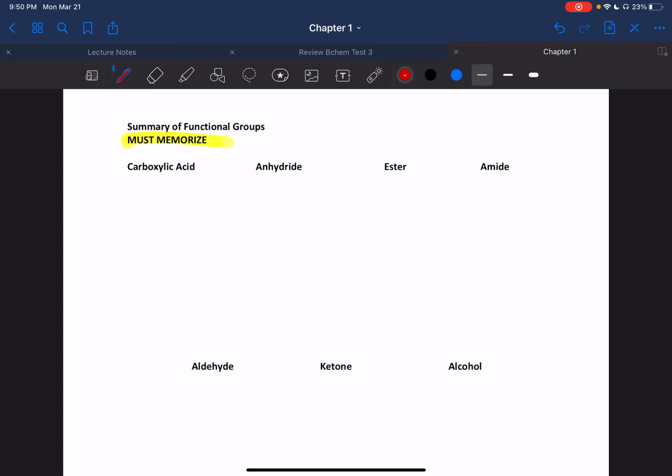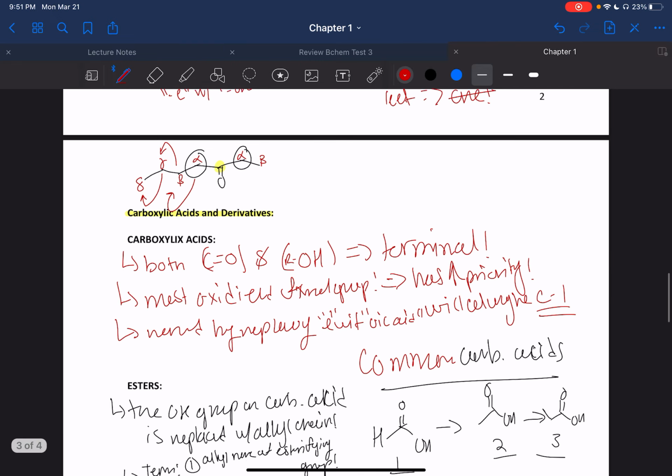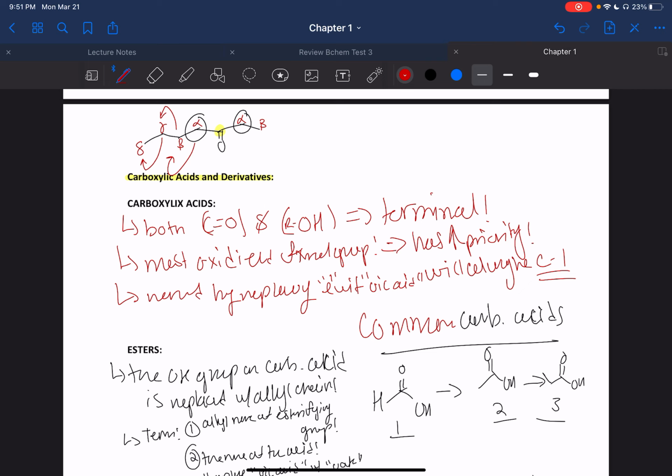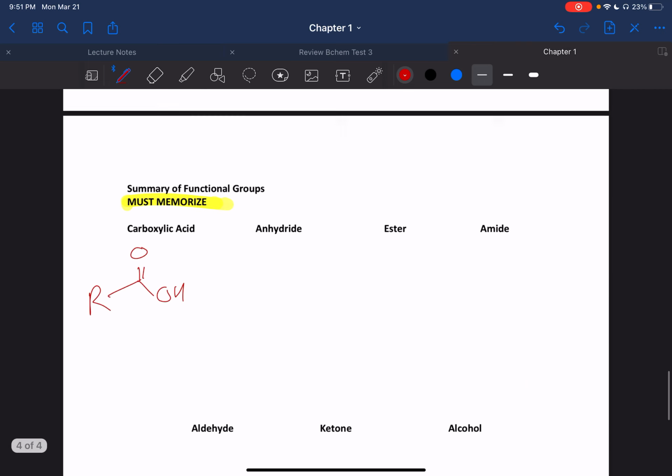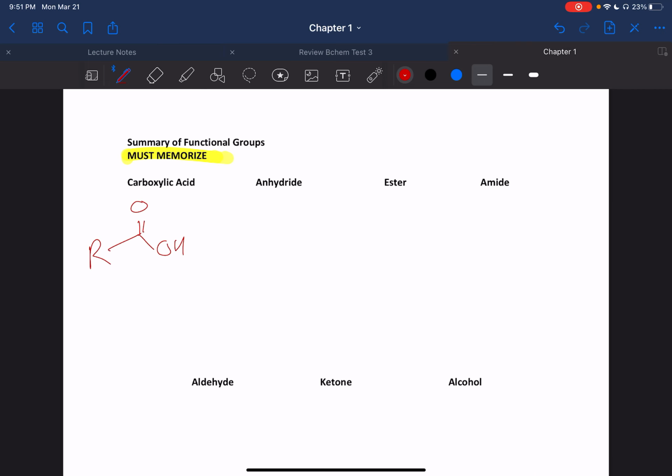I'm going to draw these out so that you'll see what they look like, learn them, and be able to identify them in a compound. So the carboxylic acid simply looks like this. You have an R chain linked to a carbonyl and an OH. Like we set up here, carboxylic acids are a combination of both a carbonyl and a hydroxyl terminal group. Then we move into an anhydride. We said that anhydrides are basically two carboxylic acids combined while removing water.